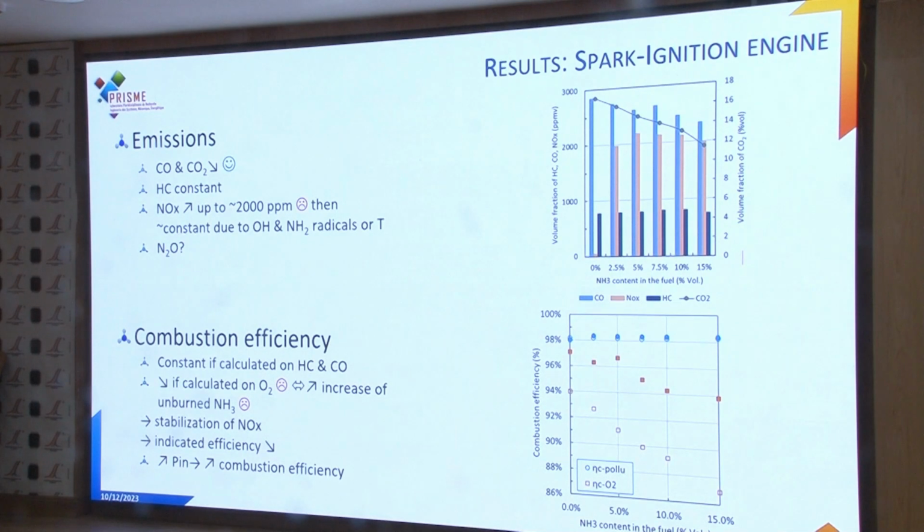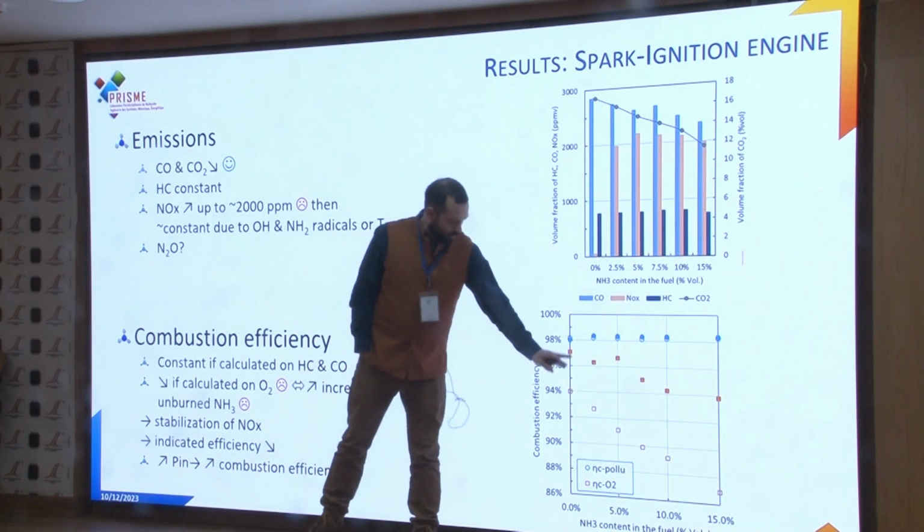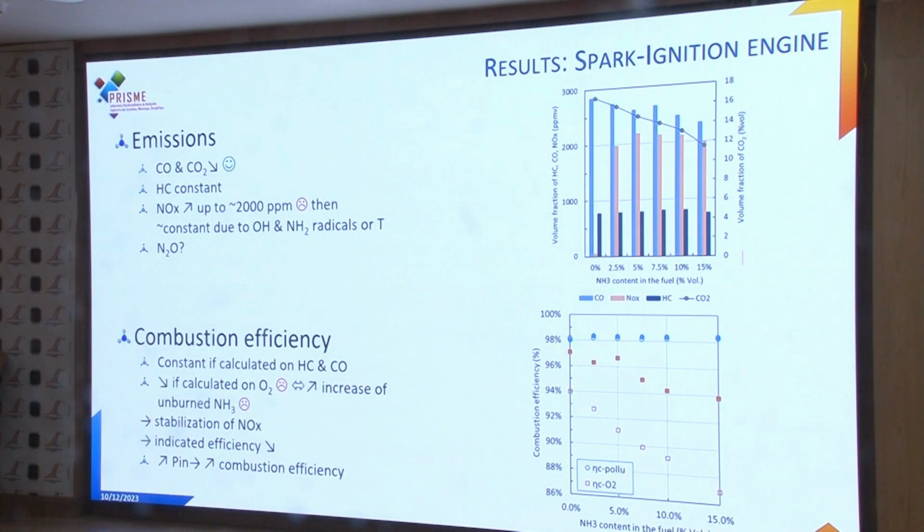And it will decrease as the percentage of ammonia increases in the mixture, which means that we probably have unburned ammonia in the blend. And this will also make the indicated efficiency decrease. However, we can notice that increasing the intake pressure, so from here to here, seems to be a good way to maintain the efficiency.